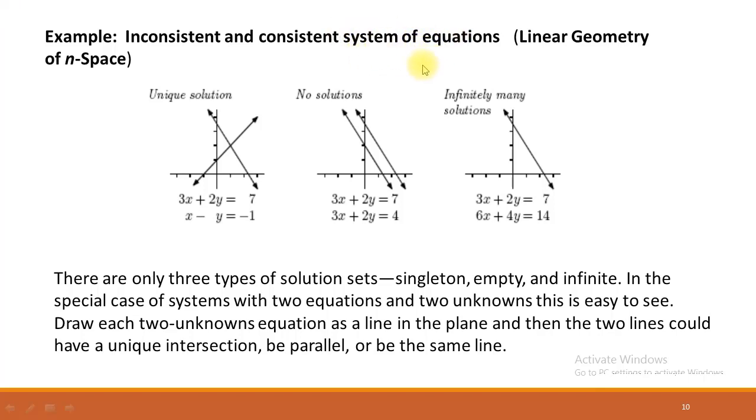So the non-homogeneous system of equations has three possibilities for the solutions. Maybe the system has a unique solution, maybe the system has infinitely many solutions, or maybe the system has no solution. If the system has at least one solution, a unique solution or infinitely many solutions, in each case the system is called a consistent system. And if the system has no solution, then the system is called an inconsistent system.